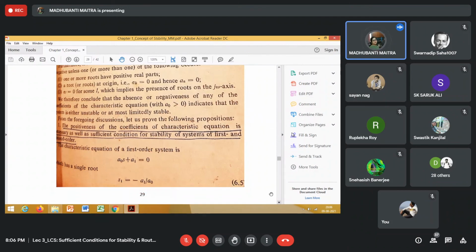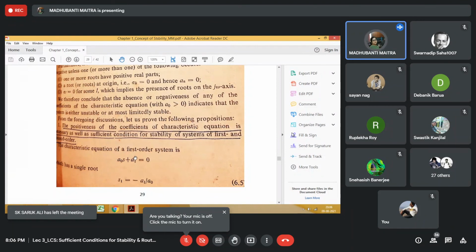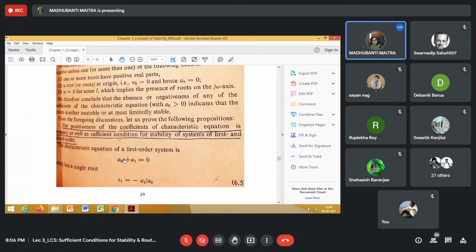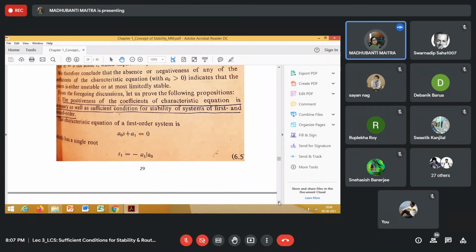So let's first consider a first order system. The characteristic equation will be A0 s plus A1, right? So A0, A1 have to be real, and these two must bear the same sign. These are the necessary conditions, and none of them should be absent. If A1 is not present, then we'll get a closed loop pole at the origin of the S plane, which is not measurable. And if A0 is absent, then it will not be a first order system at all. It will not be a dynamic system at all.